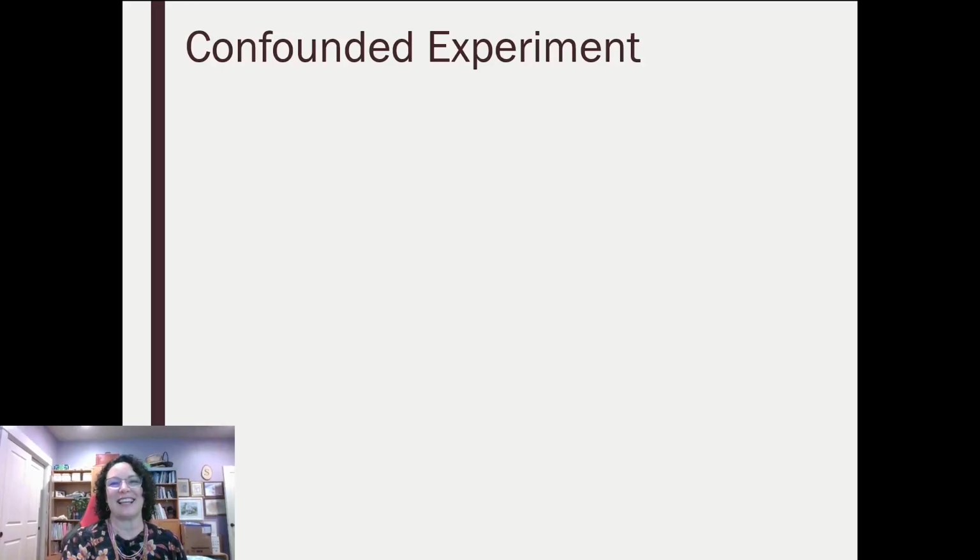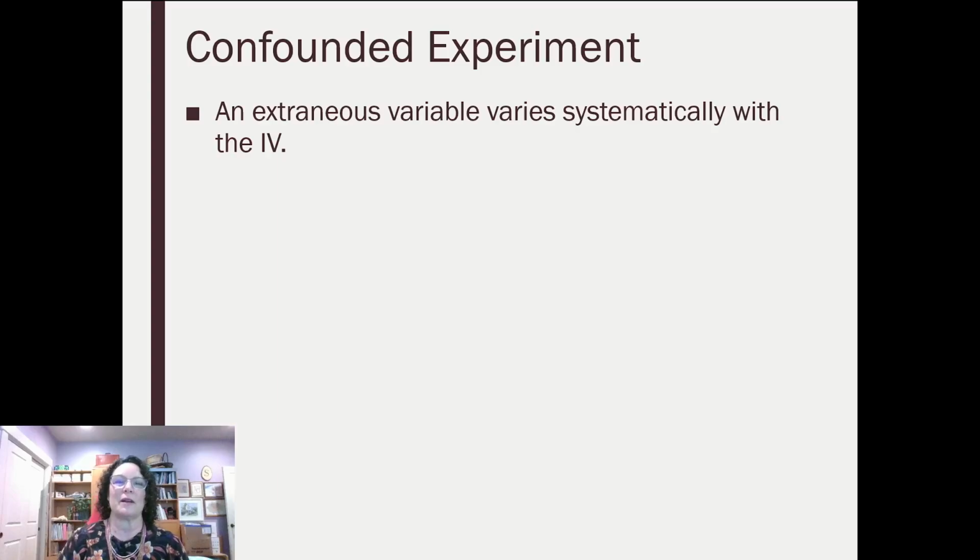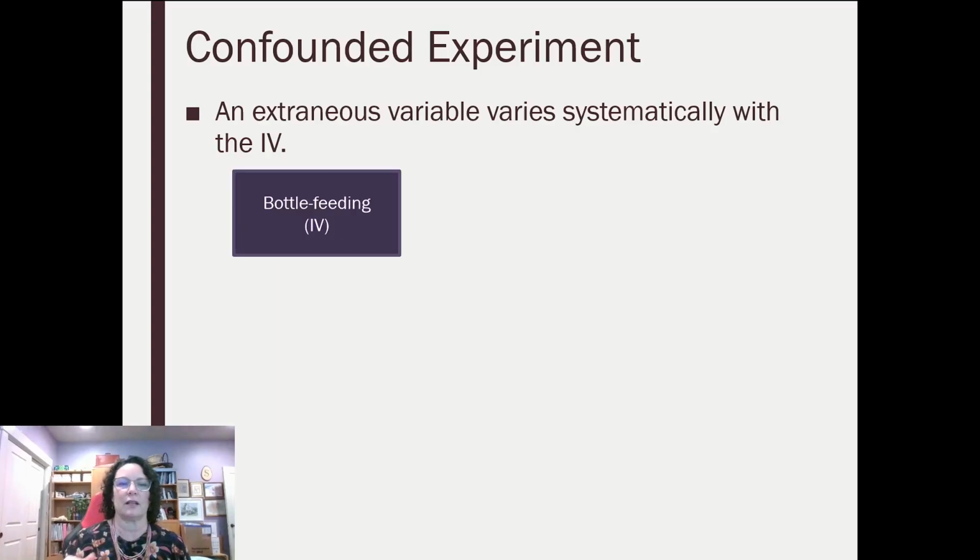See, I think it's funny to say confounded experiment because it's kind of an old cartoony way of swearing, to say confound it. Confounded experiments are experiments where an extraneous variable is varying systematically with the independent variable. So we have the real variable that we're manipulating and that we think is important. And then we have this other one that is not part of the experiment, but is systematically varying with our independent variable.